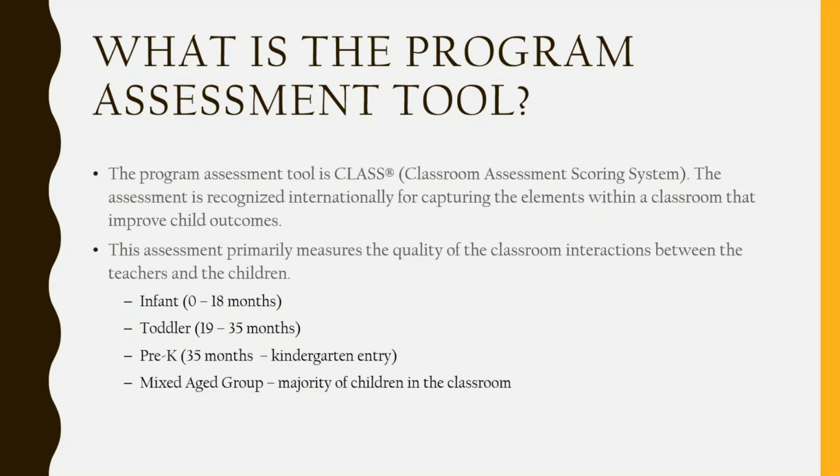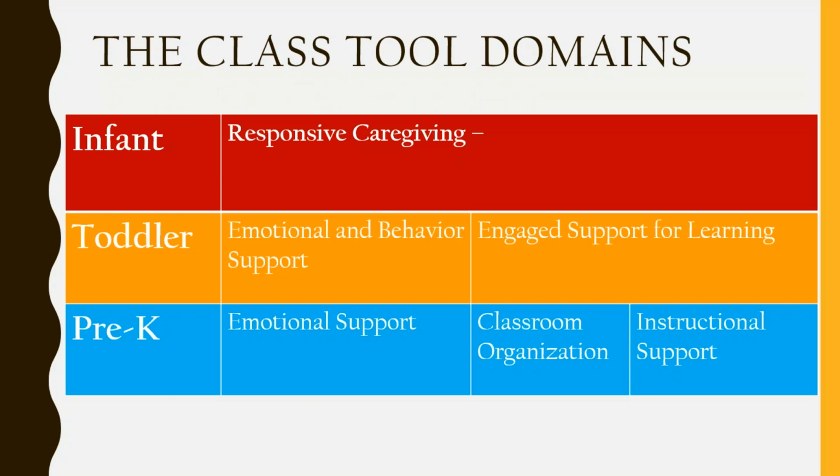And there are 3 different types of CLASS tools: infant, 0 to 18 months, toddler, 19 to 35 months, and pre-K, 35 months to about kindergarten entry. If you have a classroom that is a mixed age, then what you need to do is code that classroom with the majority of children in the classroom. So if most of them are 3-year-olds, then it would be a pre-K. If you have a family home and it's a mixed age group, depending on who the majority of the children are. The CLASS tool domains are shown here.